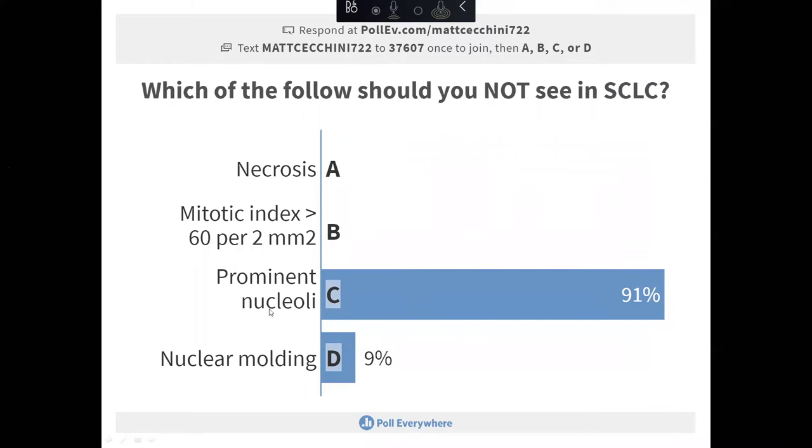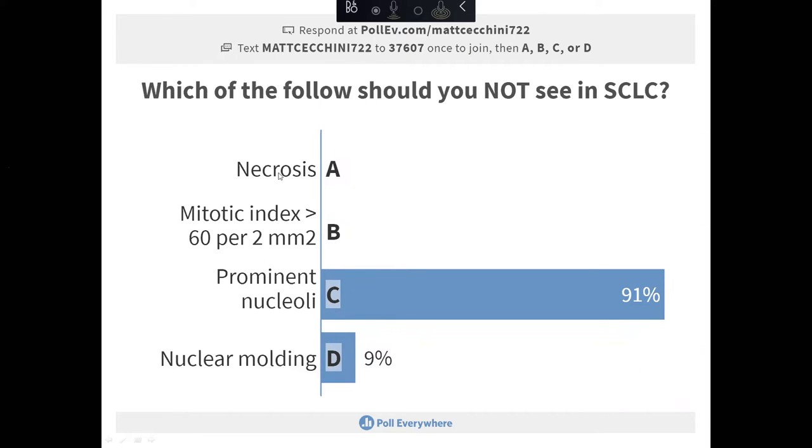Great, yeah, so exactly, good. This is an important teaching point: in small cell lung carcinomas, we shouldn't see prominent nucleoli. If you remember back, we had that fine stippled chromatin without really any prominent nucleoli. If you start to see prominent nucleoli, it's probably not a small cell carcinoma.